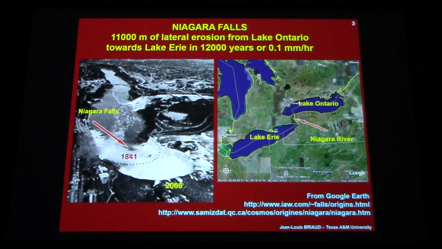You can see on the left-hand side the Horseshoe Falls. Maybe some of you have been there. In 1841 we're at this location, and in 2006 at this location. So there's a significant amount of erosion. This is rock erosion in this case, and the Niagara Falls have traveled about 11 kilometers of lateral erosion from Lake Ontario towards Lake Erie in 12,000 years at a rate of 0.1 millimeter per hour.